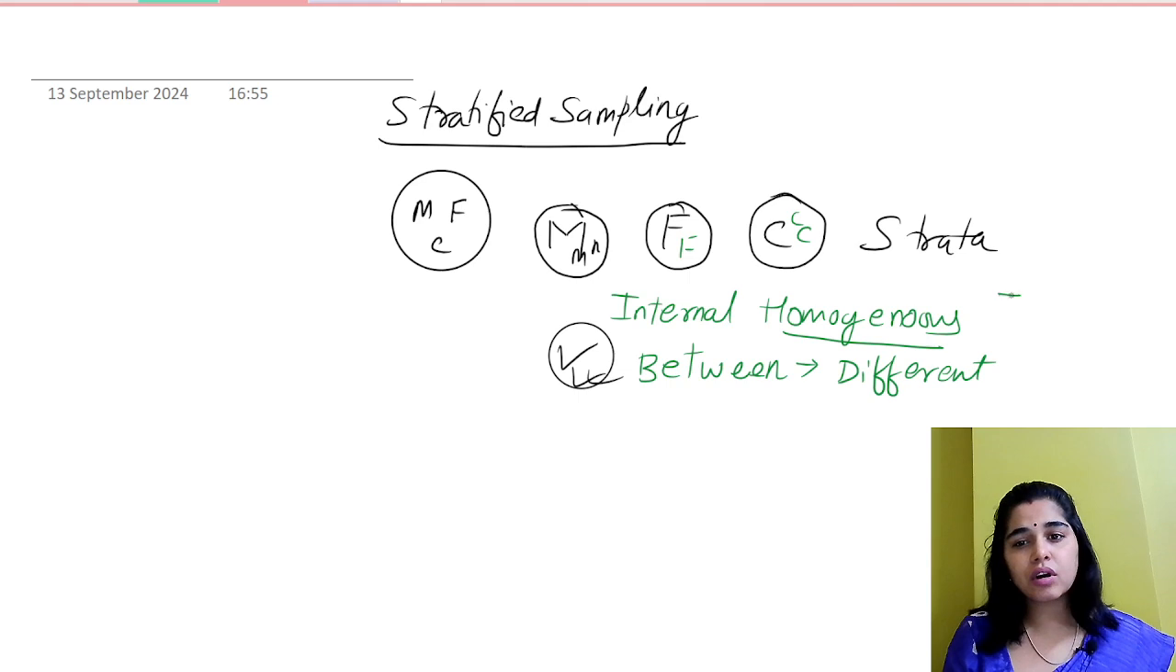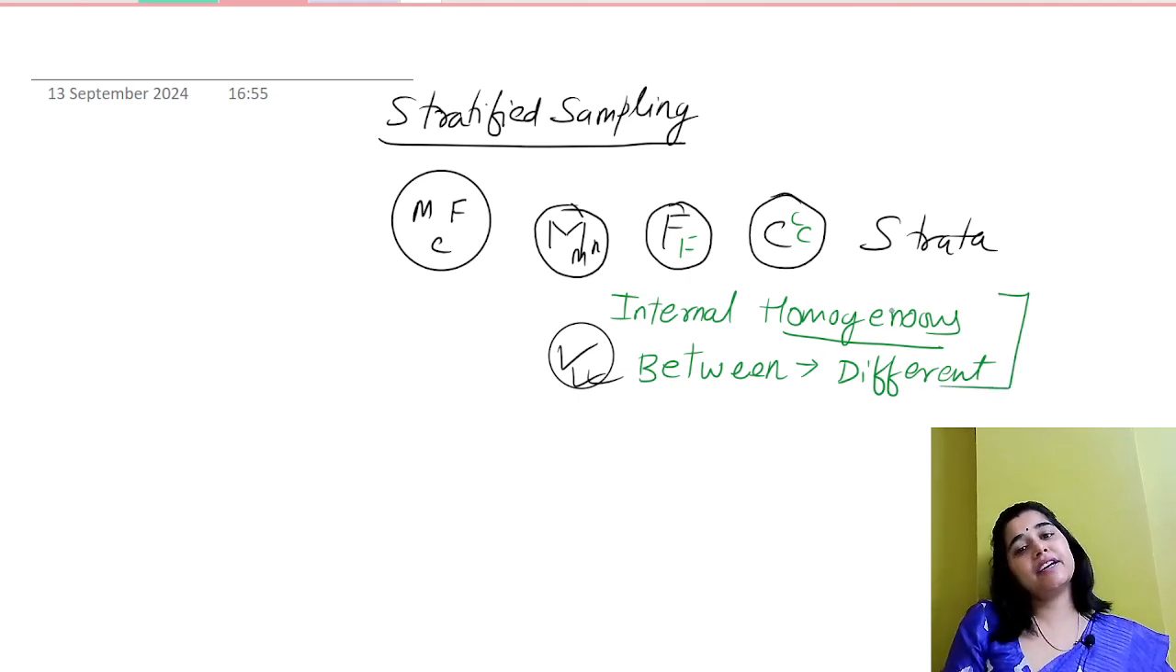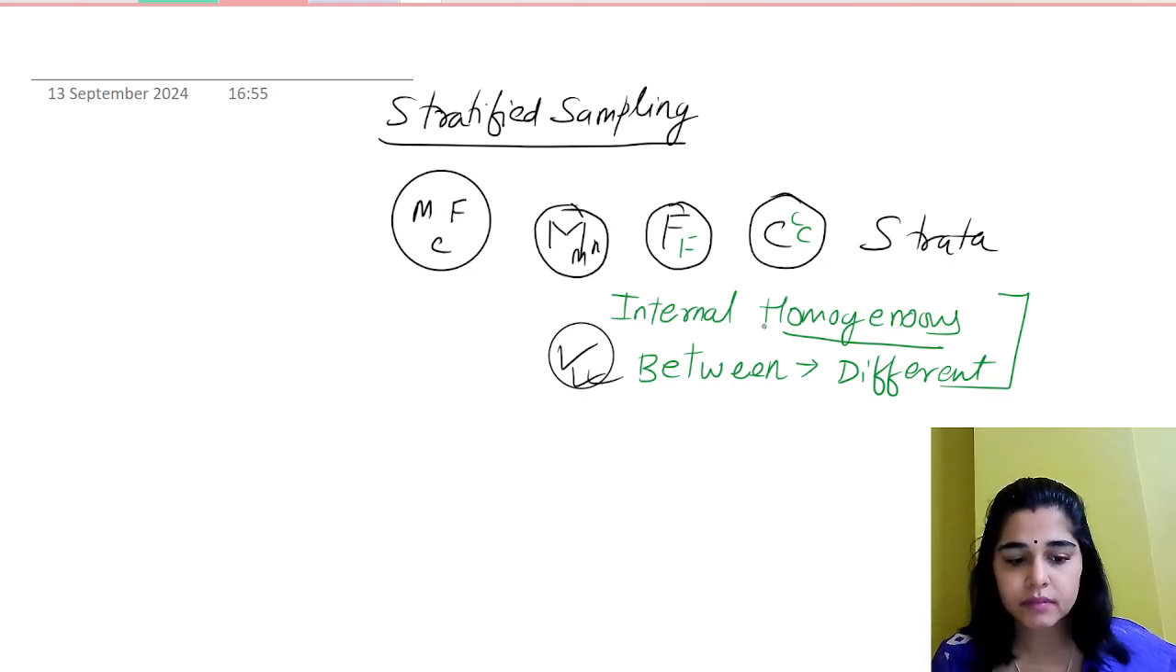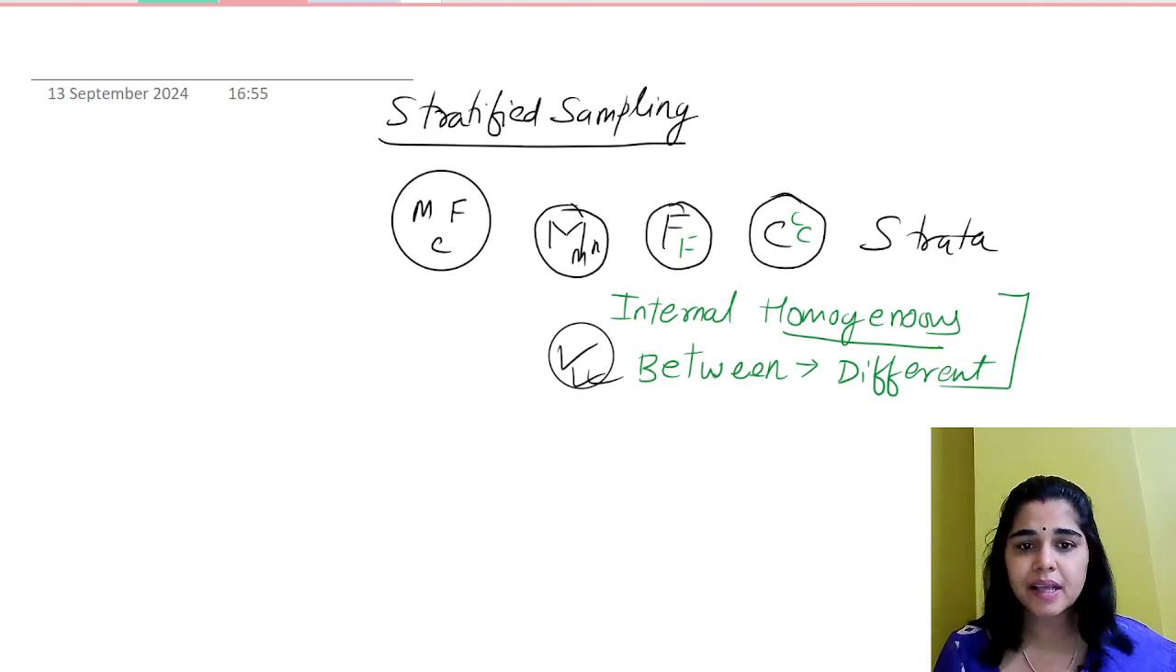So this question can also ask that in stratified sampling, internally what we select is homogeneous data, and between the strata the data is different, not homogeneous. So this is what stratified sampling is, in such a way you choose. Now move to the next question.